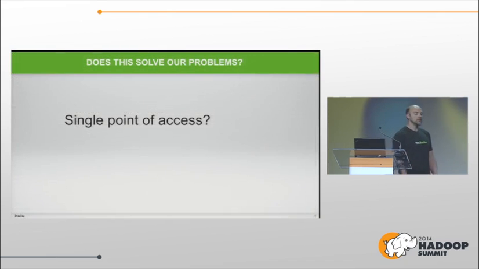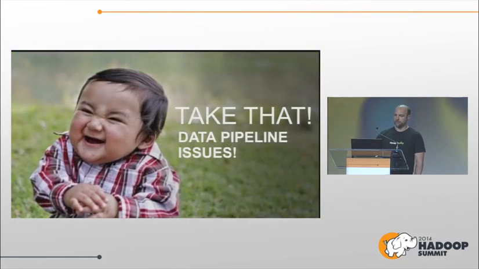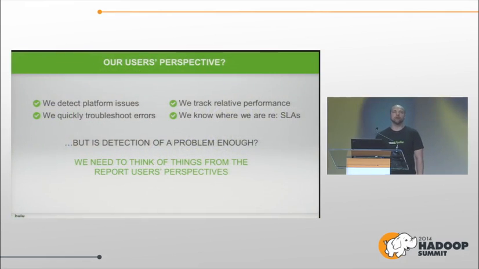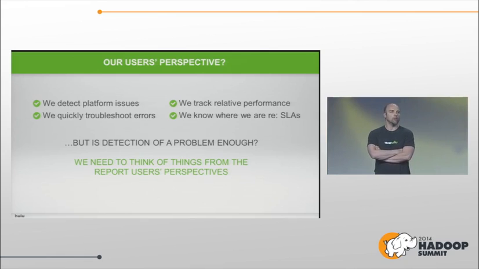All right, so does this solve the problem that we have? Single point of access, success. Are we maintaining our services separately? Yes. All right. But from our user's perspective, we're detecting problem issues, we're troubleshooting well, we're taking care of things. We know that something's running slowly or whether we're going to meet our SLAs. But we're not able to tell particular users whether they're going to be impacted by some of the issues that we're having.